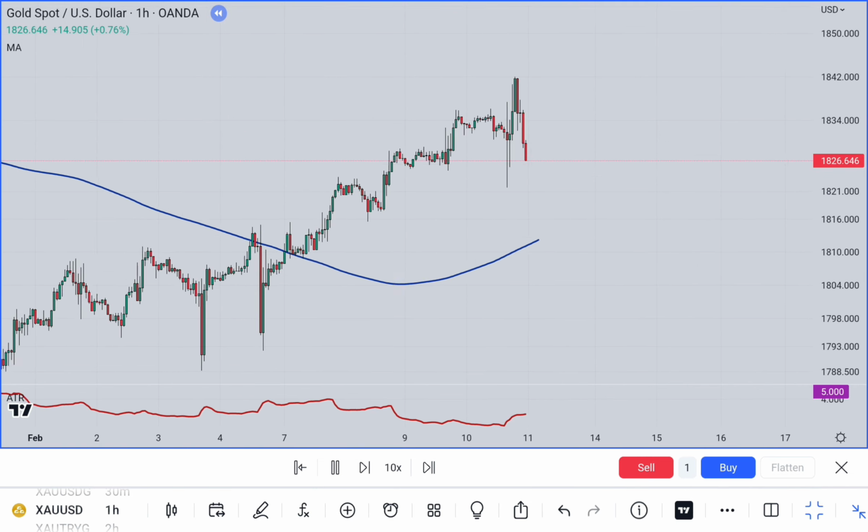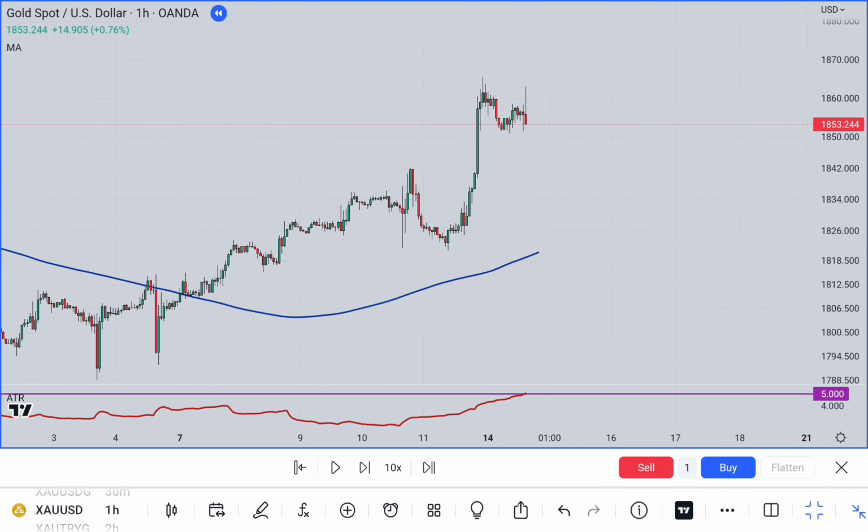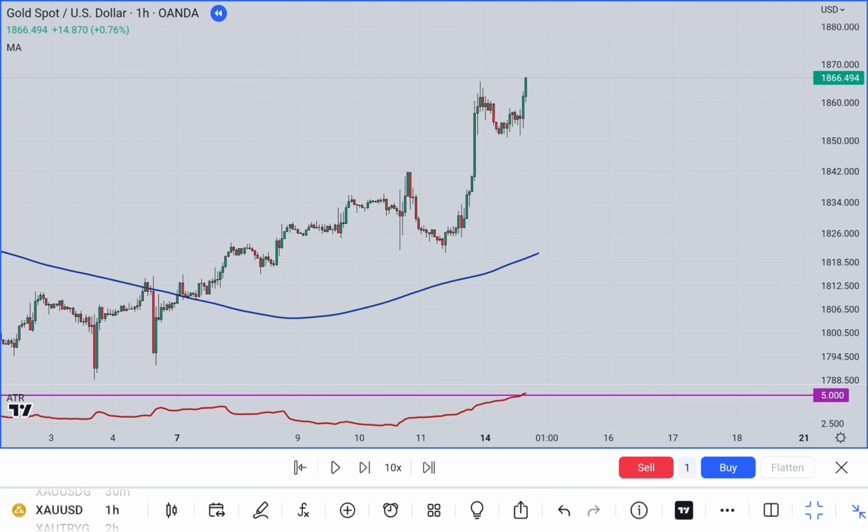Let's take an example of a long position. The price must be above the 200 EMA line and the ATR line must go above the 5.0 value that we have determined. This suggests an increase in buying pressure in the market, and a suitable entry point would be a bullish engulfing or pin bar closing.